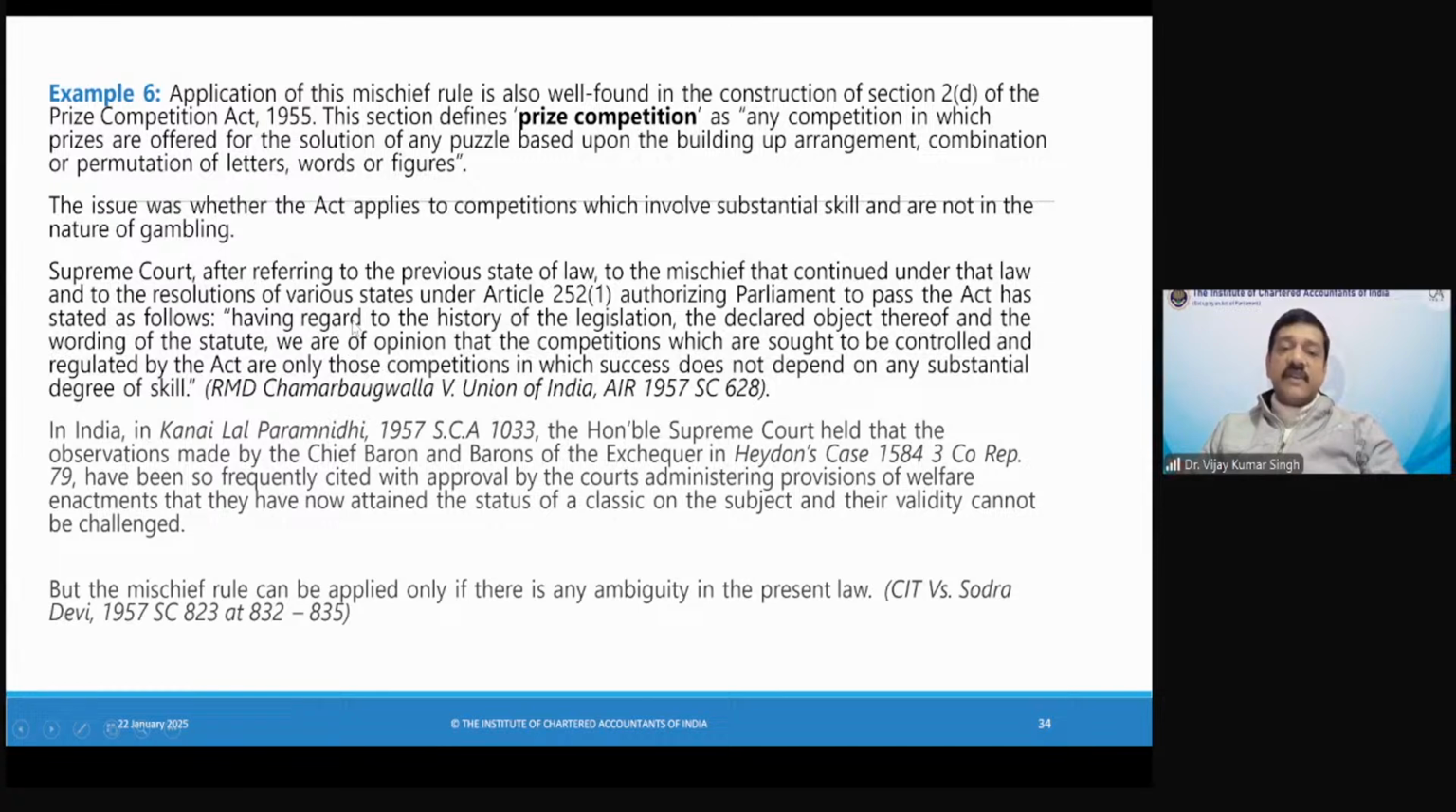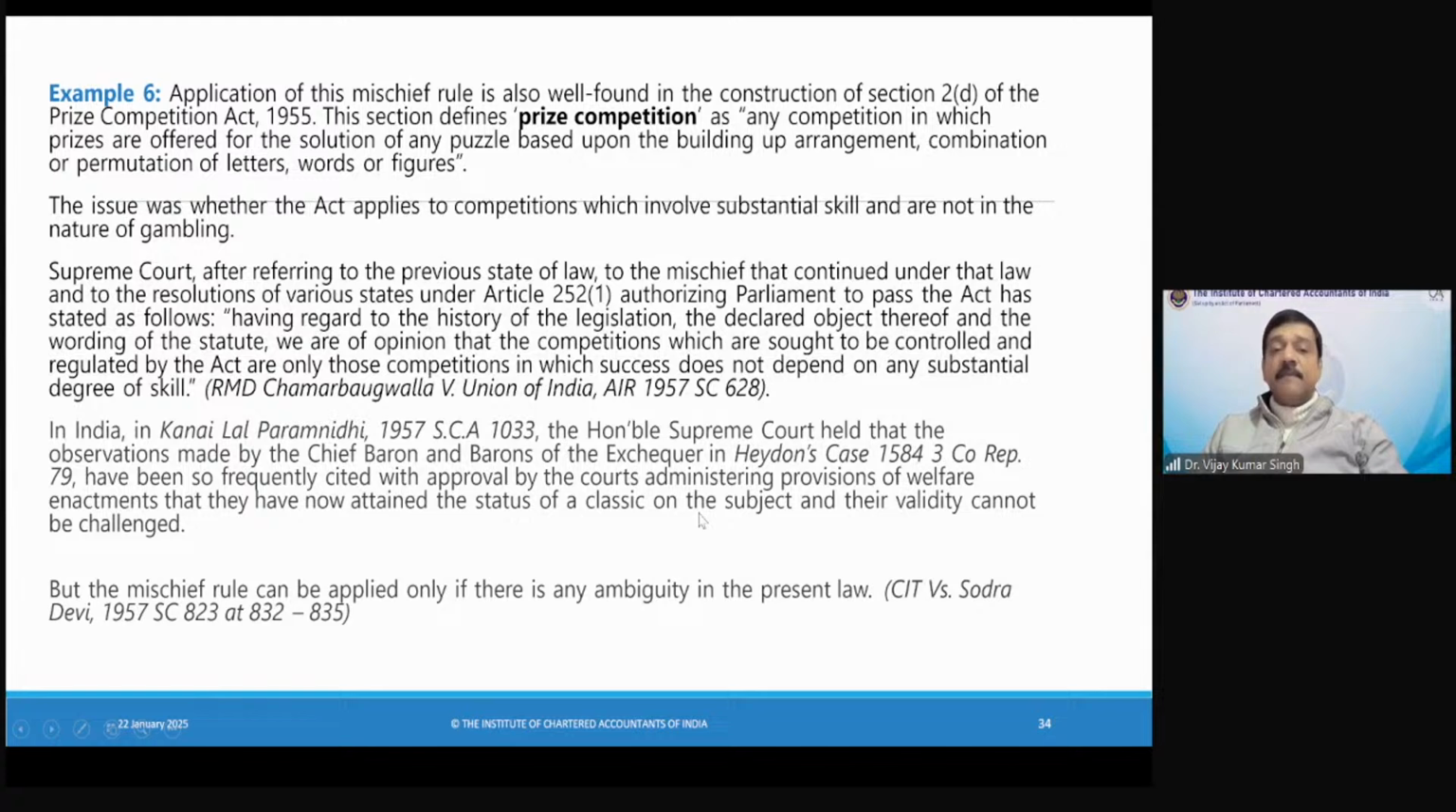So the Supreme Court, after referring to the previous state of law, to the mischief that continued under that law, and to the resolution of the various states under Article 252, authorizing Parliament to pass an act, stated as follows. It said, having regard to the history of the legislation, the declared object thereof, and the wording of the statute, we are of the opinion that the competitions which are sought to be controlled and regulated by the Act are only those competitions in which success does not depend on any substantial degree of skill. This is RMD Chamarbagwala versus Union of India. It's a very famous case where mischief rule has been applied.